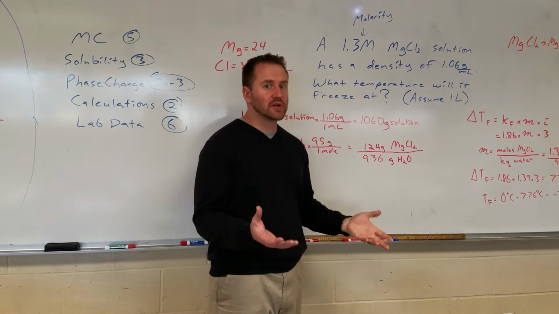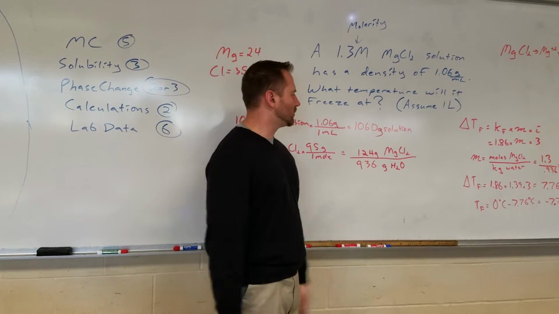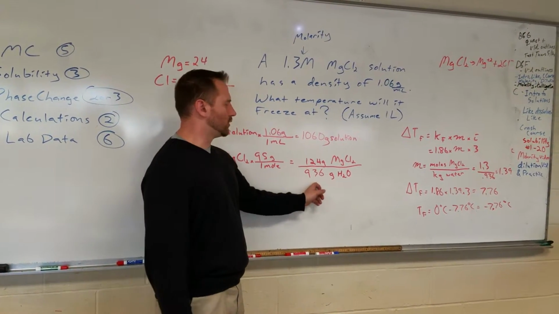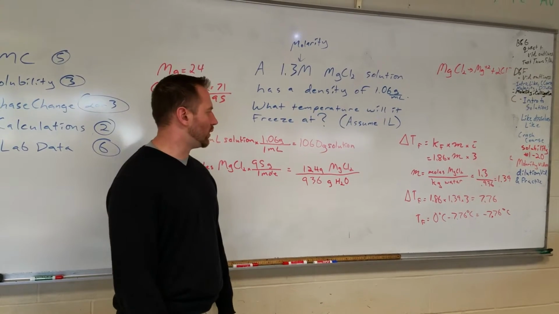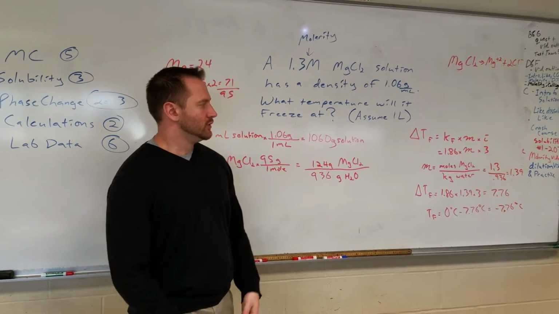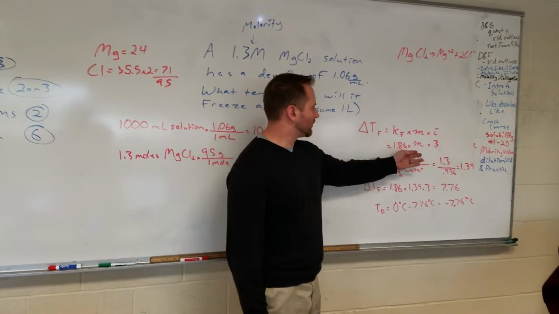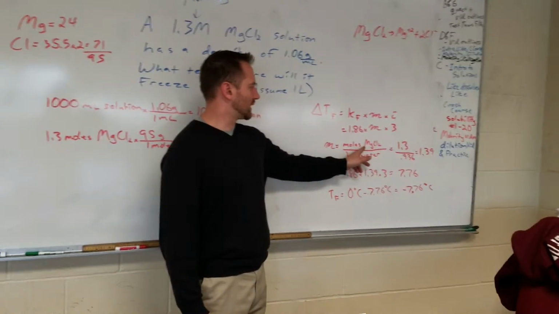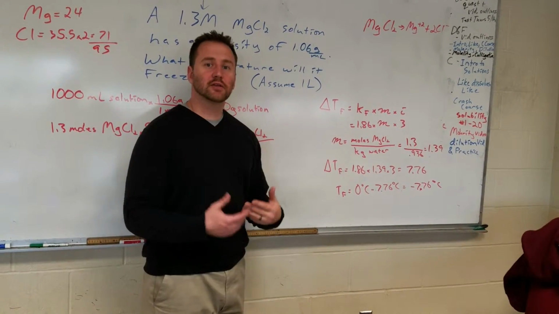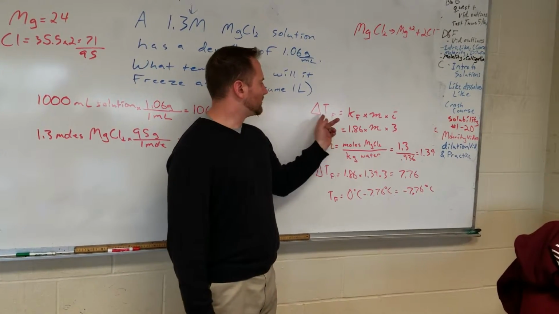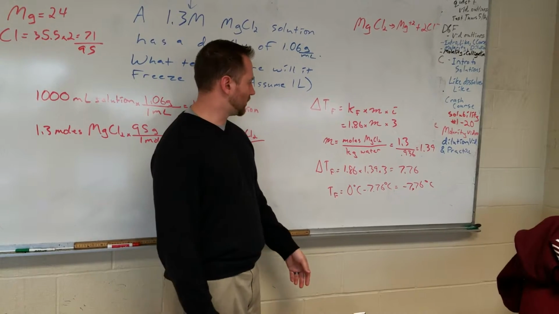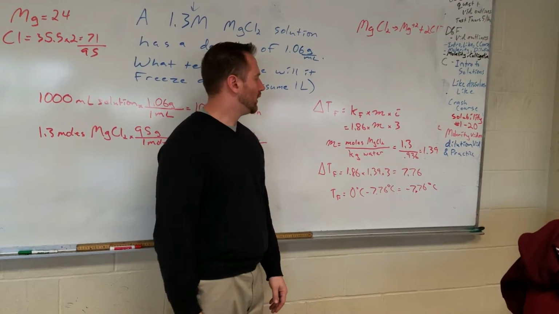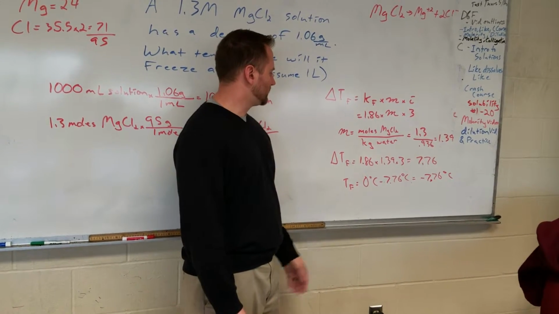Since the whole solution weighs 1,060 grams and the solute weighs 124 grams, the remainder would be the mass of water. So you have 936 grams of water present. So, using that, we can plug in for the molality, show the kilograms of water, we know the moles of magnesium chloride, so we can calculate the molality of the solution and use that to calculate the change in freezing point. So, once we calculate the molality to be 1.39 moles of solute per kilogram of solvent, we plug that in.